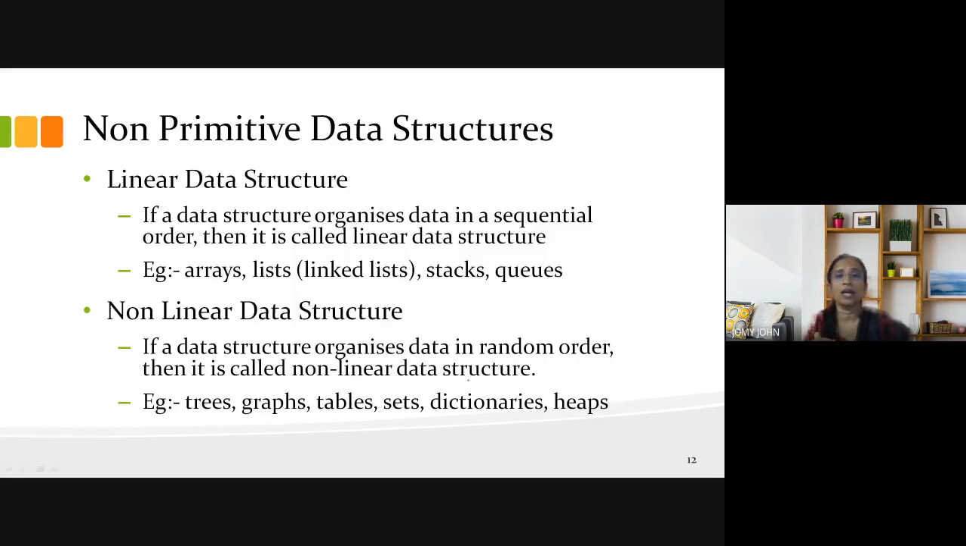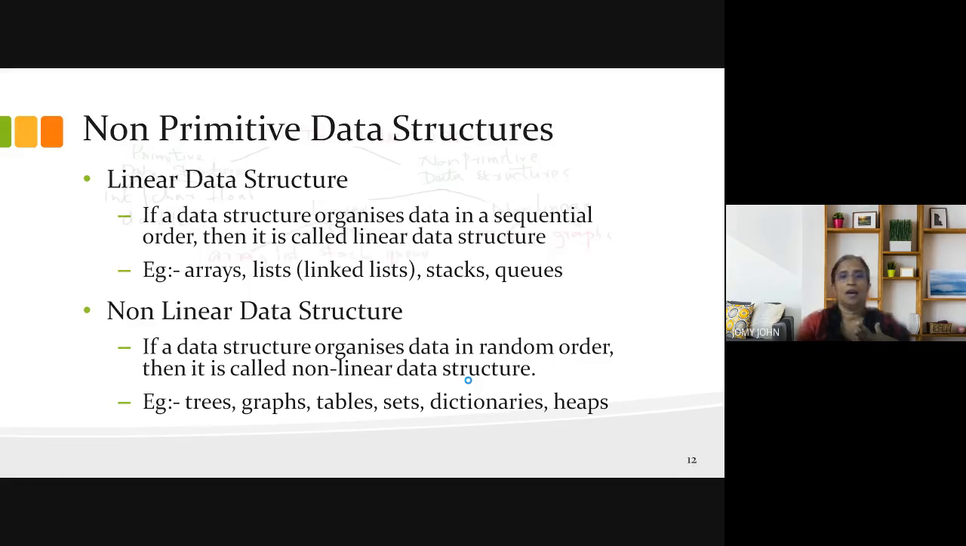If the data is organized in a sequential manner, then it is called a linear data structure. For example, arrays, lists or linked lists, stacks, and queues. Similarly, if the data is arranged in a random order, it is called a non-linear data structure. For example, trees, graphs, tables, sets, dictionaries, heaps, etc.